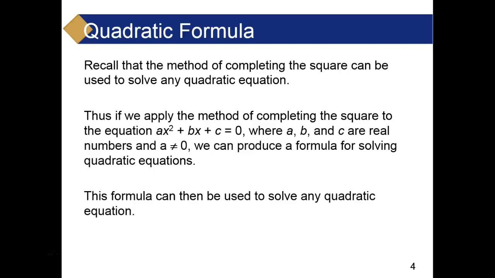A cannot equal 0. Why couldn't a be 0? b could be 0, c could be 0, a could be positive or negative, fraction, decimal, rational, irrational. b could be any of those and 0. Why can a not be 0? If a were 0, do we have a quadratic equation? No, we have a linear equation. That's why it can't be. If this is a quadratic equation, a can't be 0. a, b, and c are any real numbers in the world except a can't be 0. That's the only exception. Then we can produce a formula for solving the quadratic equations.